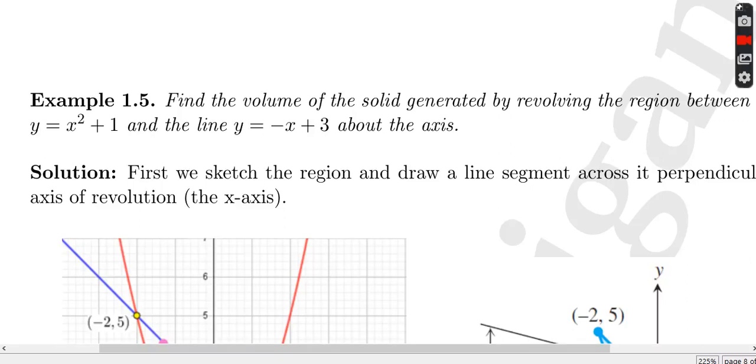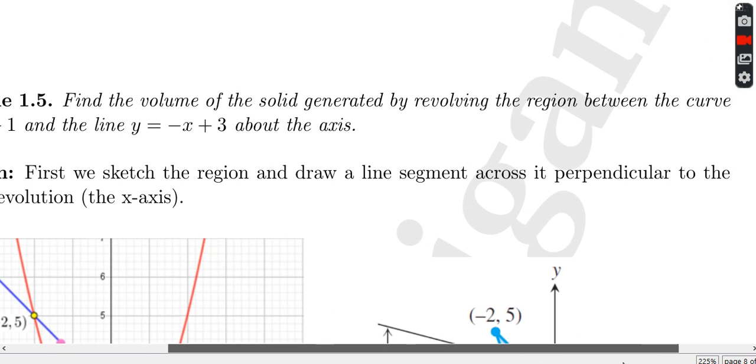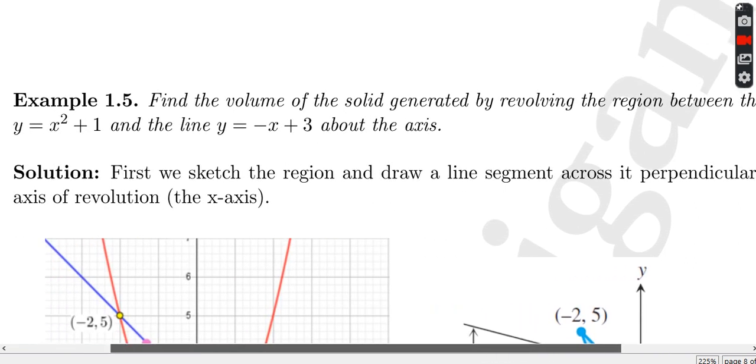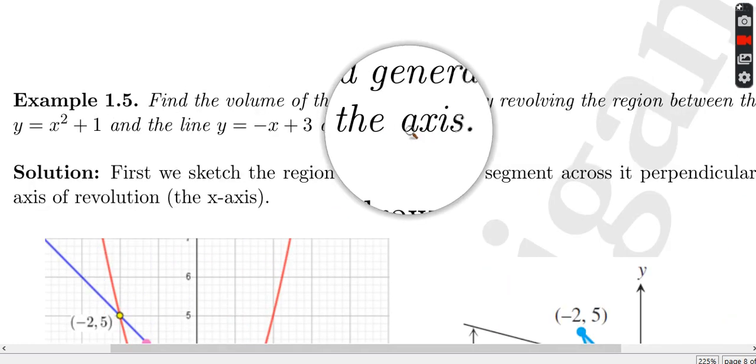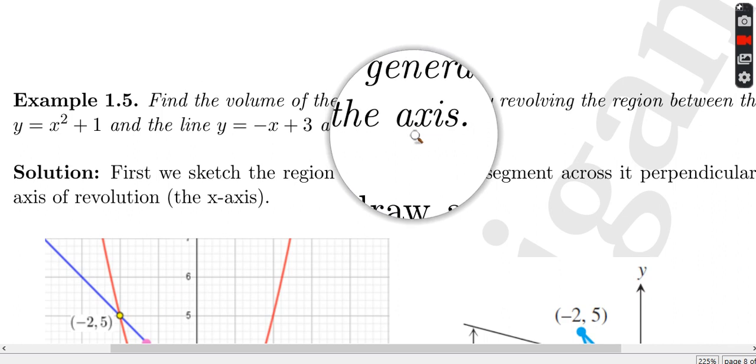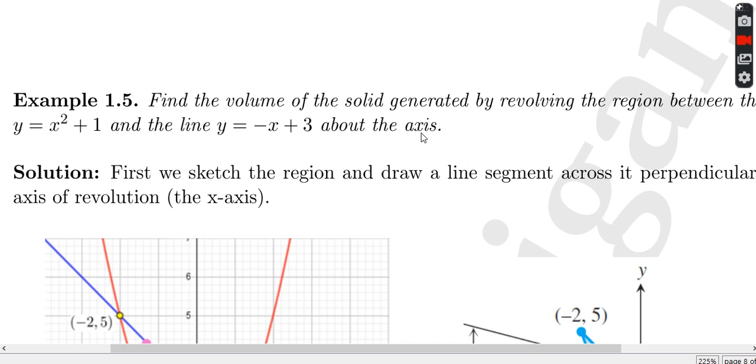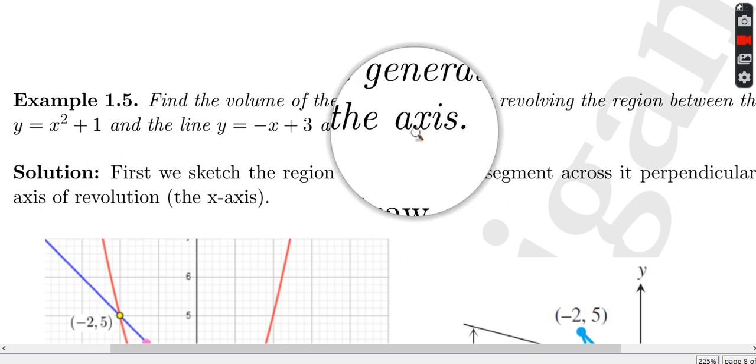Okay, so for our first example under washer or ring method, let's have example 1.5 in your handout. Let's find the volume of the solid generated by revolving the region between the curve y equals x squared plus 1, which is a parabola, and the line y equals negative x plus 3, which revolves about the x-axis. So the axis of revolution is the x-axis. I will include that in the updated version of our handout. So this should be x-axis.